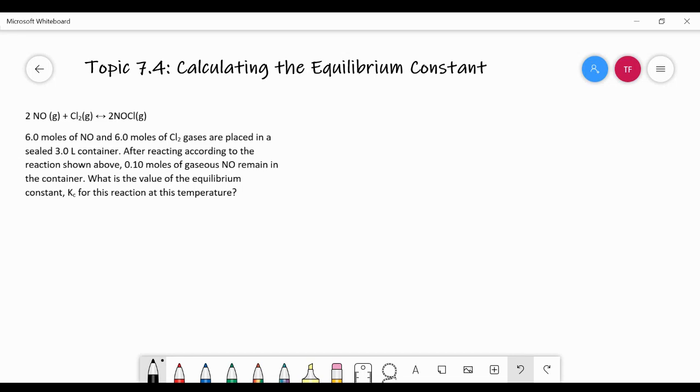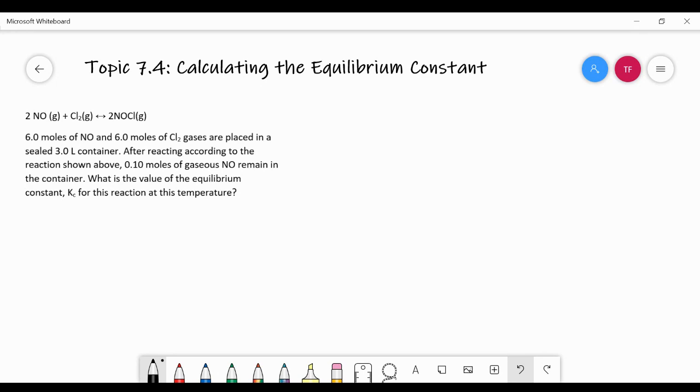Hello, in this video we're going to be talking about AP Chemistry's topic 7.4, calculating the equilibrium constant. So we've talked about the equilibrium constant and how it establishes whether a reaction is reactant favored or product favored, and quantitatively allows us to figure out how much product is produced in a reaction and how much reactant remains in a reaction.